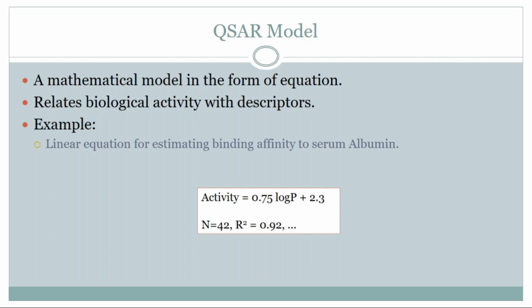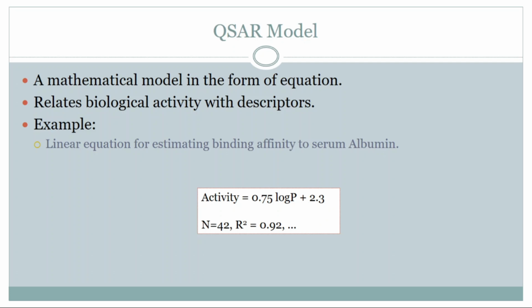So this is an example of a QSAR model for computing the binding affinity to serum albumin. So this is a model that was derived using a set of ligands that have known activity towards the serum albumin. And the model that was obtained is the activity equals 0.75 multiplied by log P. Now log P is a molecular descriptor. It can be easily calculated using software. So when we have a new structure that we want to predict the activity for, we can simply compute the log P and get the estimated activity for the structure.